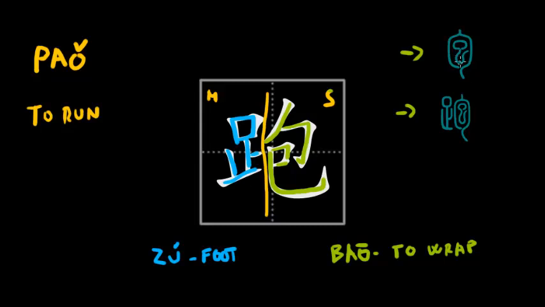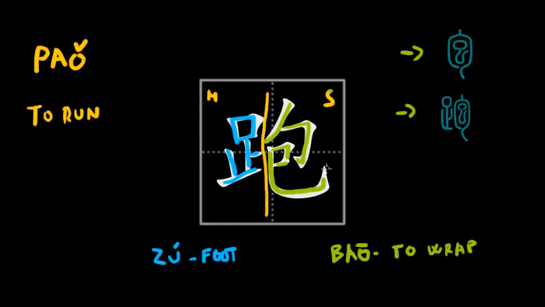And the reason why I'm showing you this seal script version of the character is that if I was to tell you that this element in the regular script character means to wrap and originally meant pregnant, it would very probably be almost impossible for you to tell that just by looking at these 5 strokes. And the reason for that is that the regular script, the characters that we use today, are very, very heavily simplified seal script characters.